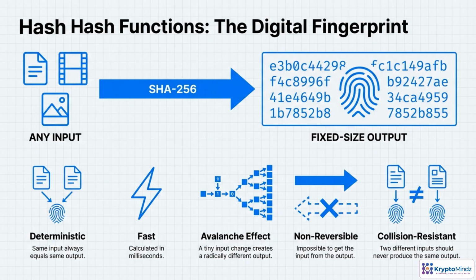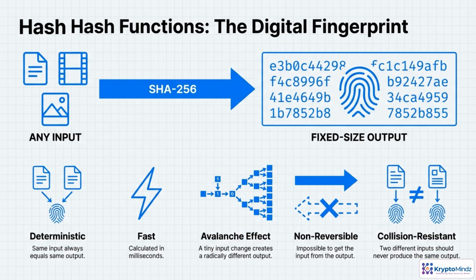Third, avalanche effect. This is crucial for security. If you change the input by even one tiny bit, one letter in a message, one bit in binary, the entire output hash completely changes. In a good hash function, changing one bit should flip approximately 50% of the output bits. This makes it impossible to modify a document without completely changing its hash.